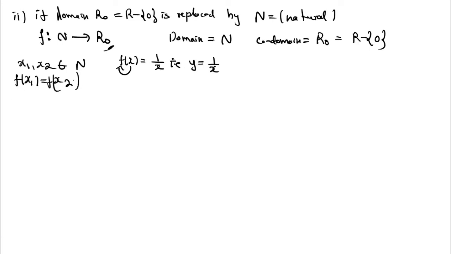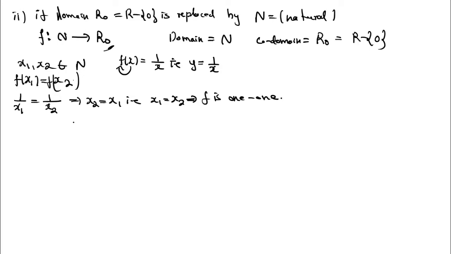Now see, f of x1 is equal to f of x2. f of x equal to 1 by x, so f of x1 means 1 by x1 is equal to 1 divided by x2. Cross multiply, what will you get? x2 equal to x1, which is the same as x1 is equal to x2. See, images are equal, that implies elements are also equal, that implies f is a 1-1 function.